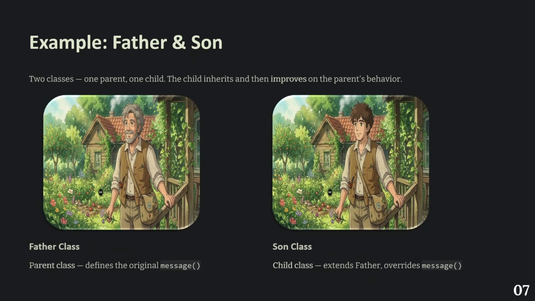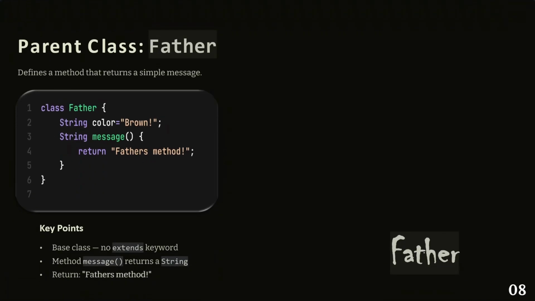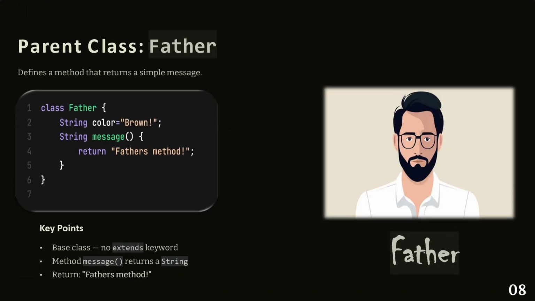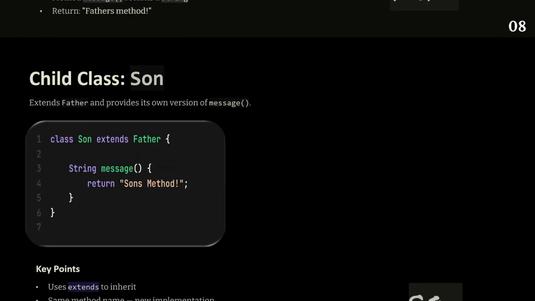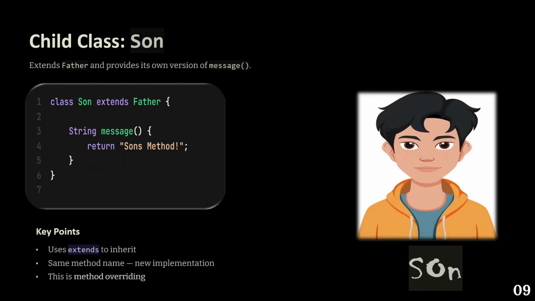Here we have two different classes, a parent class called Father and a child class called Son. The Father class contains a variable String color equals "brown" and a method message. The Son class extends the Father class.